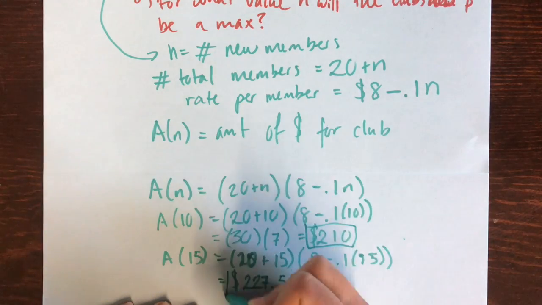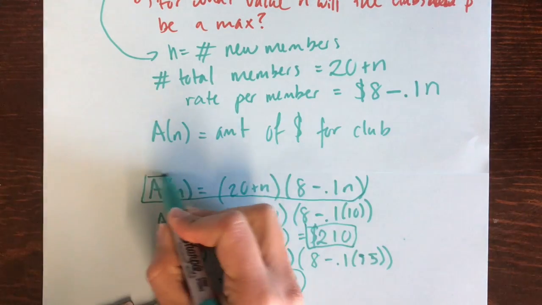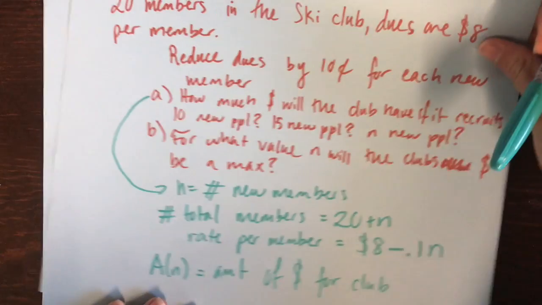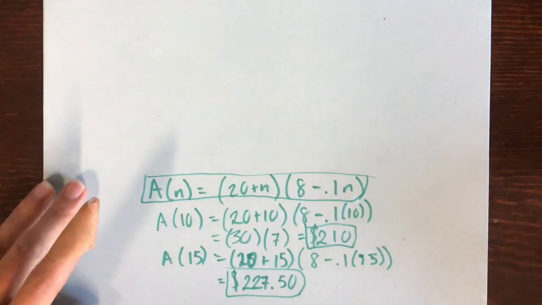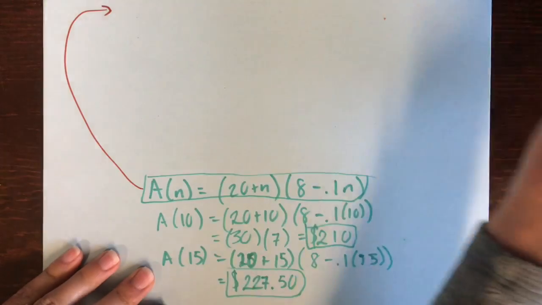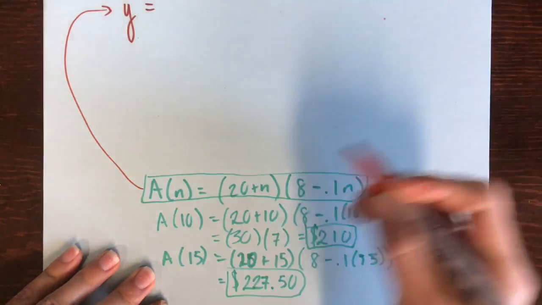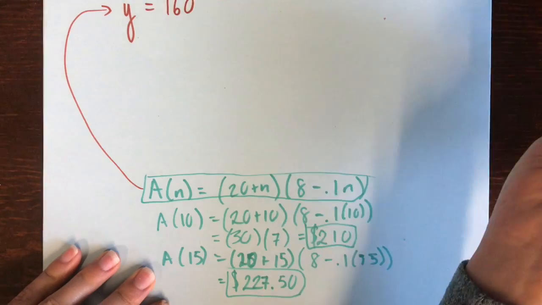But now let's say that the club really wants to know, what is our ideal membership, right? What is the number of new members that's going to give us a maximum amount of money, right? Because that's the goal of this club in the long run, not just to have a lot of members, but also to maximize their profit here.